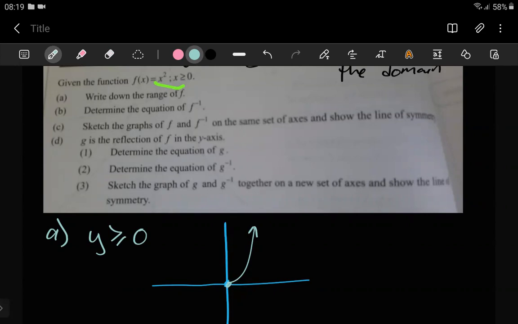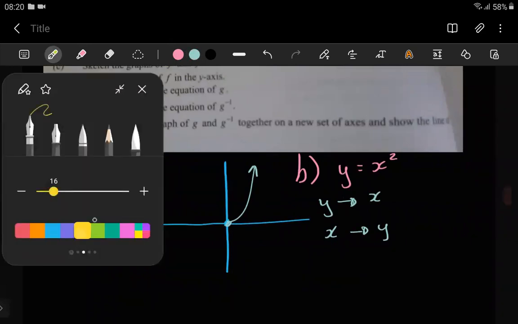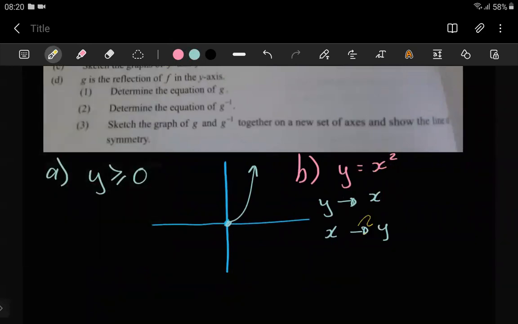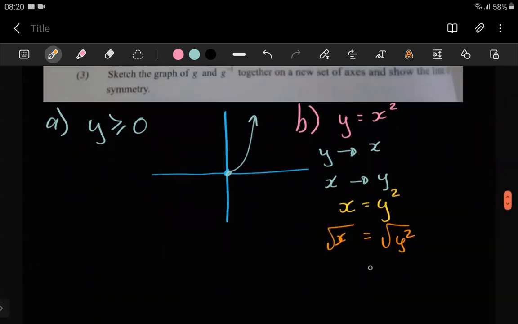And then they're asking for the equation of the inverse. What can we do? You swap your x and your y, and then you make y the subject of the formula. So we square root this side, and then we square root that side. And now we have y is equal to the square root of x.